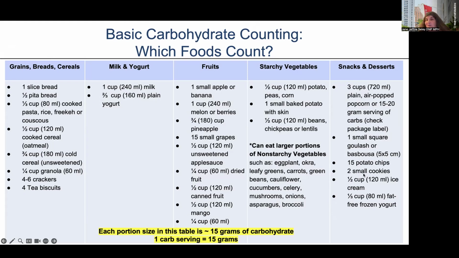If you get it from a bakery, it's harder, you don't know, so you could stick to, let's say, two small cookies. But if you actually have the package, you can see exactly how many cookies you can eat. That would be 15 to 20 grams.